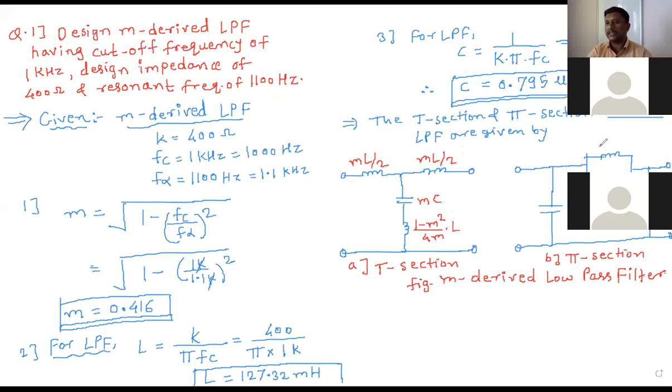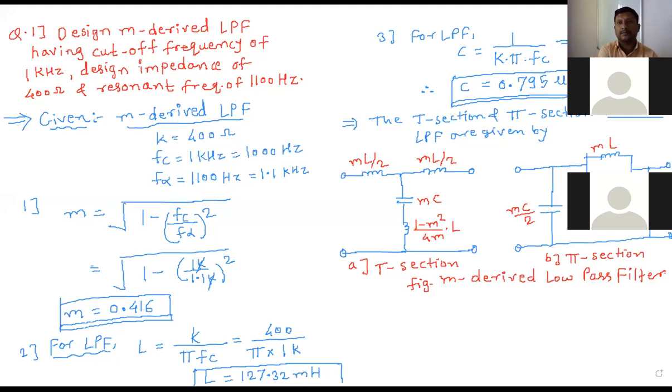Similarly for the pi section, C by 2 is already there, so just multiply M: M into C divided by 2. For the inductor, it is as it is, so just multiply M into L. And then this is 1 minus M square divided by 4M into C.